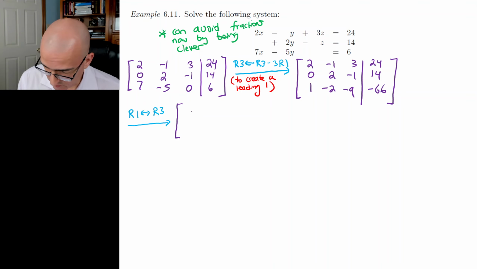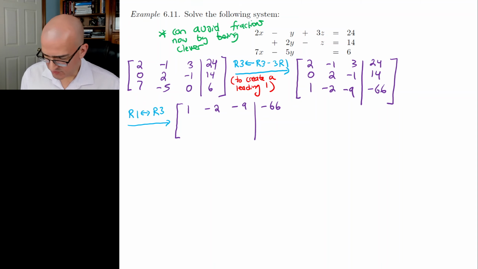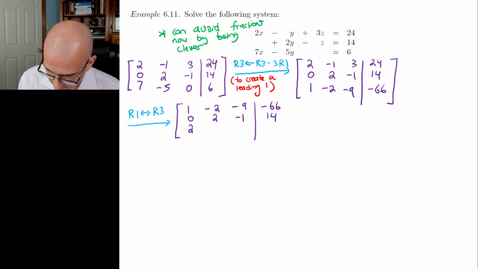Okay, so we're doing our swap between those two rows. 1, -2, -9, -66. And there's usually like murmuring in the background, or some angry noises. What's he doing? Oh my God, I don't understand what's going on. I missed that. Okay.